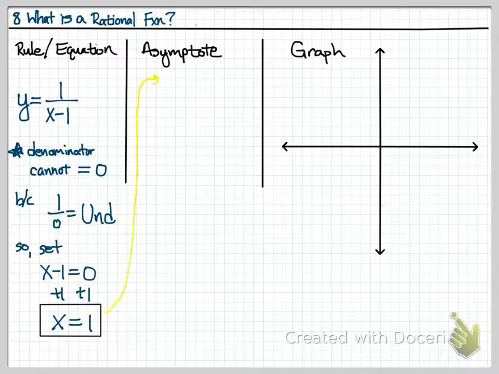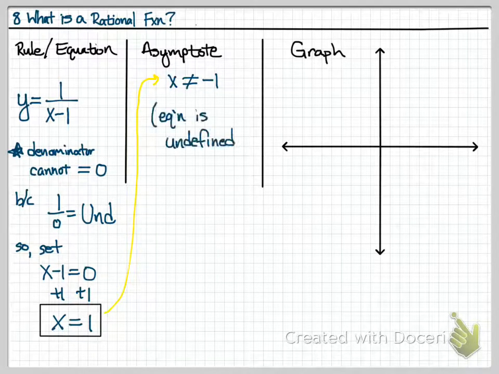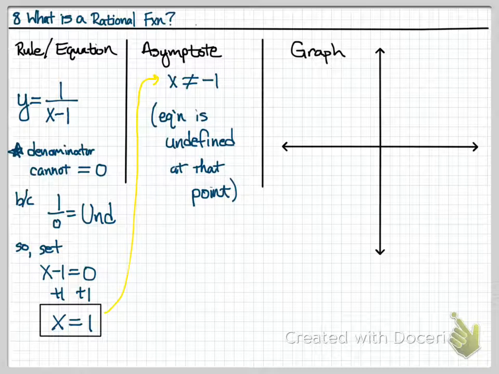What that means is we get an asymptote, and what we write is x cannot be equal to... wait, what did I put? Oh, oops, I have a mistake in there. That is actually supposed to be a +1. So let's make that +1. x cannot be equal to +1.